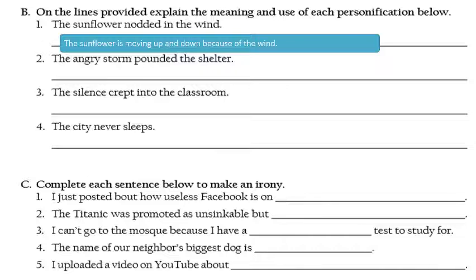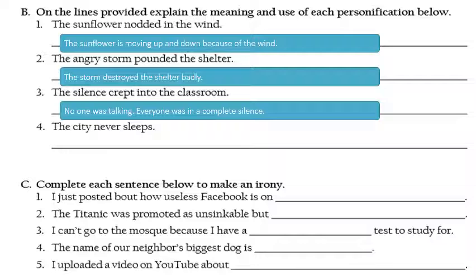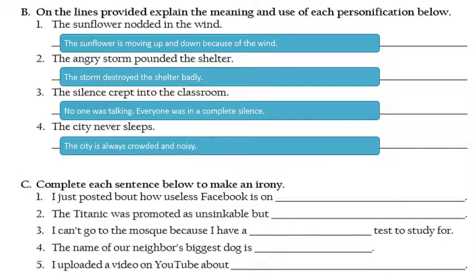The angry storm pounded the shelter. Could we have an angry storm? For sure, no. But we mean here that the storm destroyed the shelter badly. Three, the silence crept into the classroom. Does silence have legs and can creep into a classroom? For sure, no. But the whole classroom was silent. No one was talking. Everyone was in complete silence. Four, the city never sleeps. Could a city sleep? For sure, no. But what do you mean by the city never sleeps? That the city is always crowded and noisy.